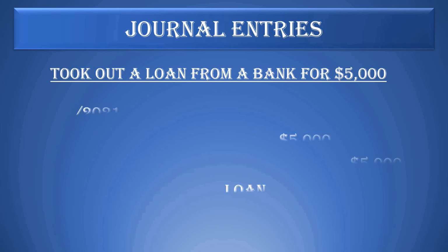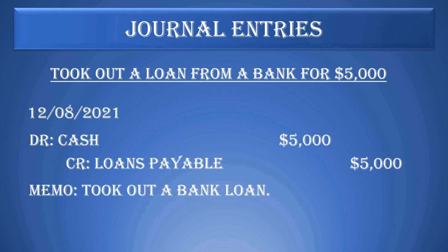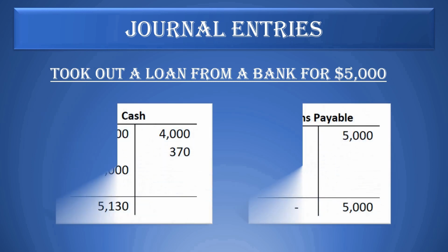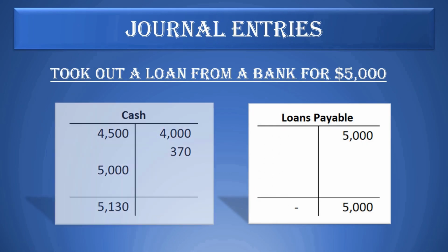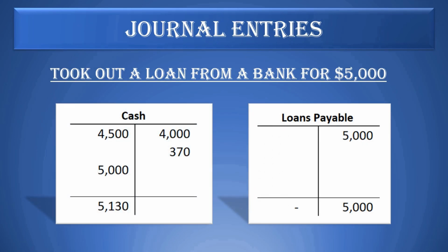And here's our journal entry. Debit cash for $5,000 and credit loans payable for $5,000. Make sure to post this entry to the T accounts. Here is what that will look like. Looking at our cash T account, we can see that after taking out this loan, our company has a healthy balance of cash and enough liquidity to continue business operations in the short term.